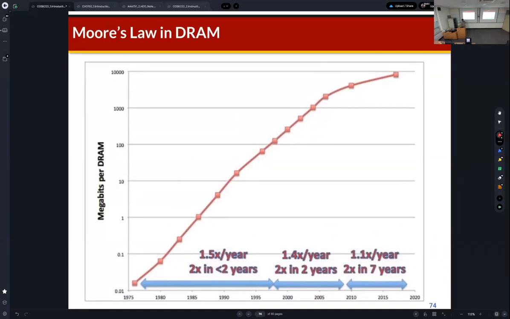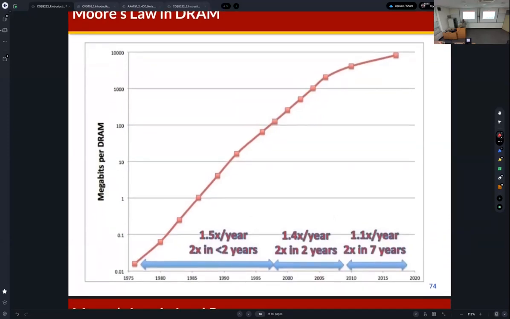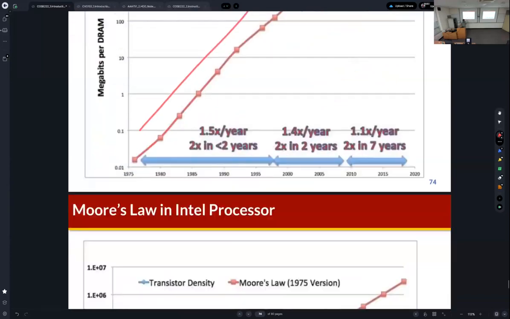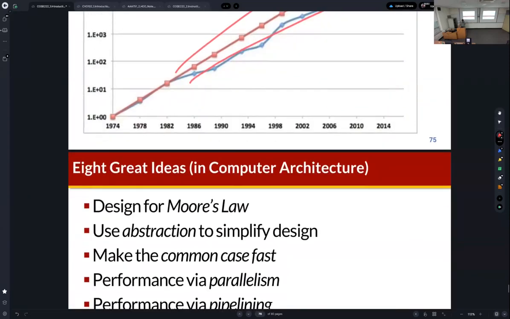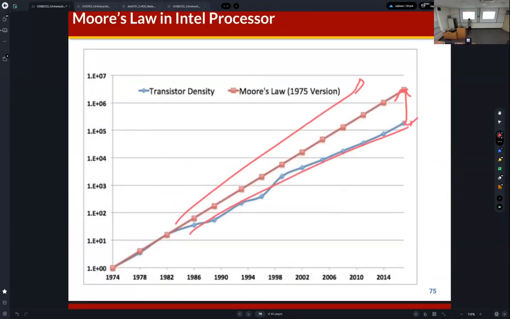This graph shows Moore's law in DRAM, the memory. The number of bits per DRAM has increased exponentially, but the density is also being saturated. For Intel processors, the gap between Moore's law and the real CPU is continuously increasing, which means it's very hard to follow the expectation of Moore's law. I would say this is a very big change in computer systems. Why?